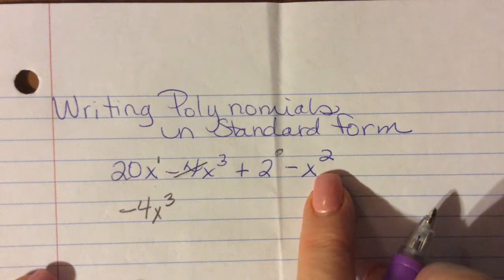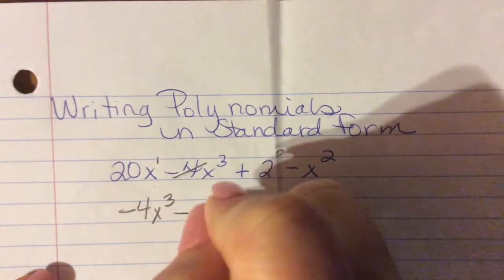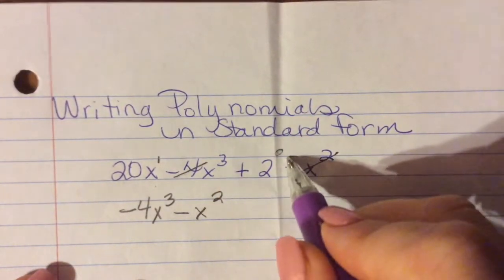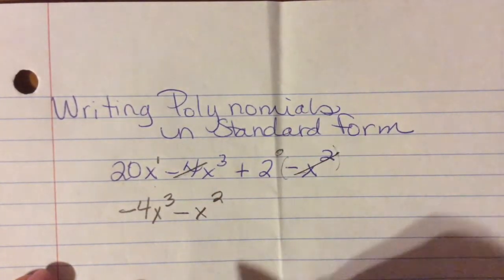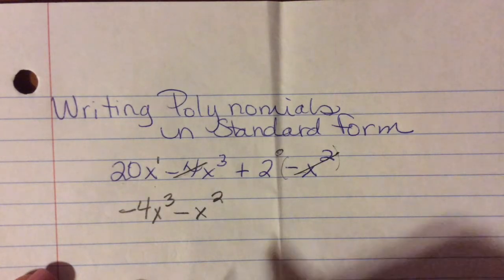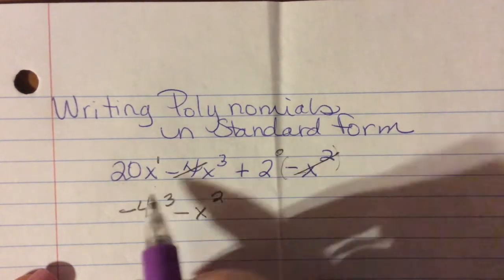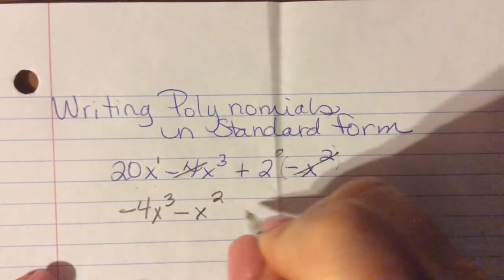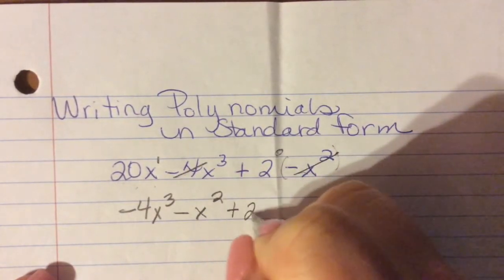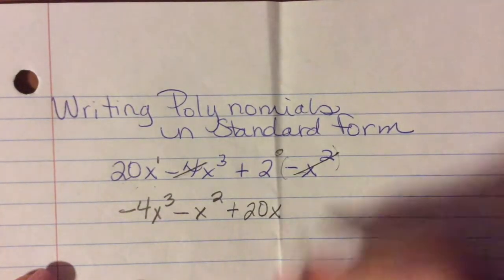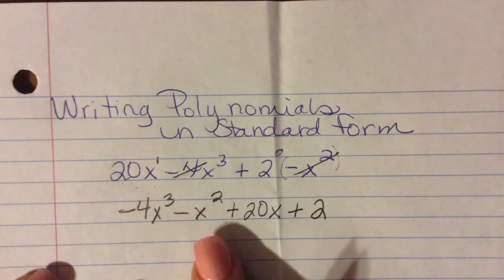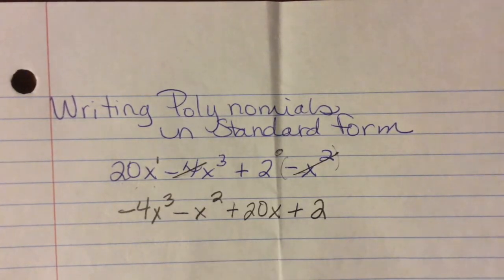Next we have the second one. So it's a negative x squared. We use that one. Remember, whatever is in front for the operation continues with that variable. Okay, then here's our last one. Then it's nothing in front of it. That means it's positive, so it's plus 20x, and I don't need to put the 1. And then your constant goes last. This is standard form. You put it from least to greatest by degrees of the variables.